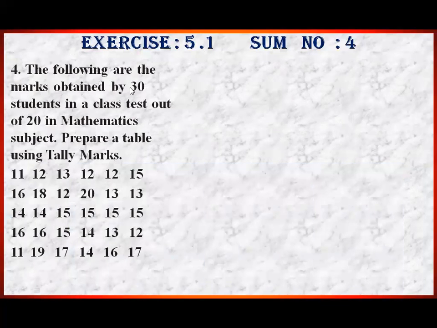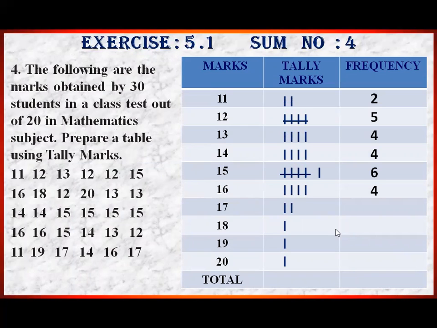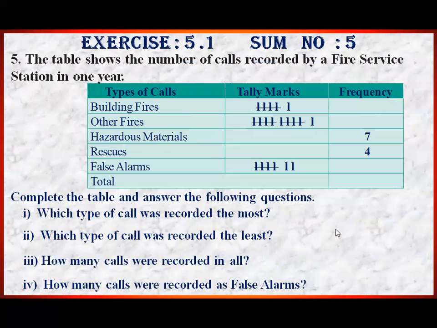The following are the marks obtained by 30 students in a class test out of 20 in mathematics. Prepare a table using tally marks. So your marks are from 11 to 20. So the marks scored by the children are recorded as a tally. So the frequency is 2, 5, 4, 4, 6, 4, 2, 1, 1 and 1, and the total is 30 students.